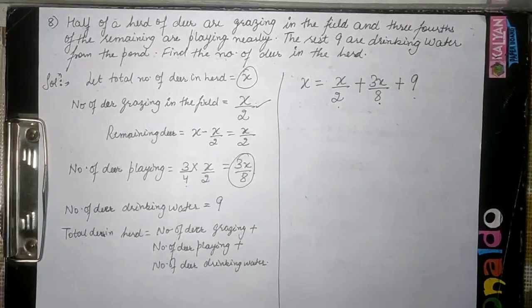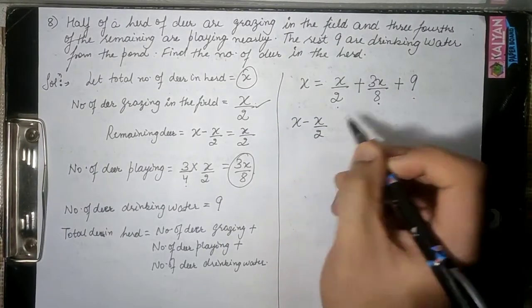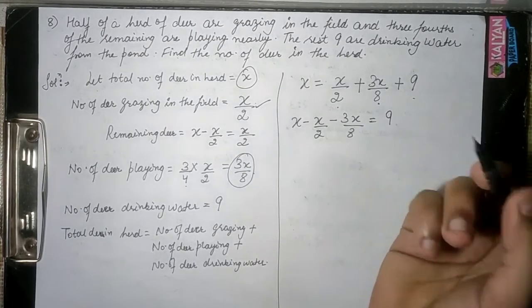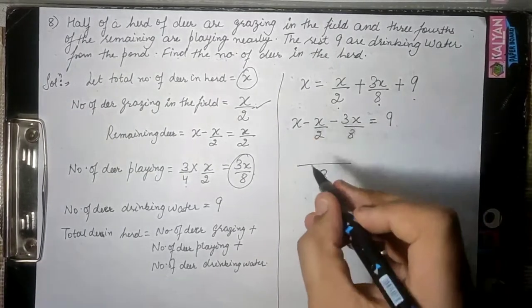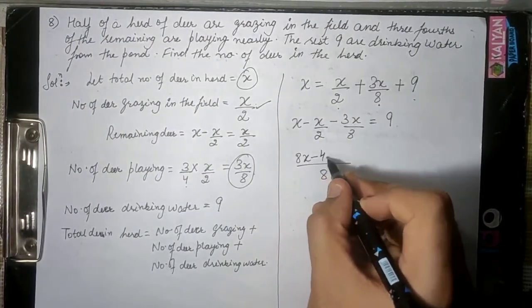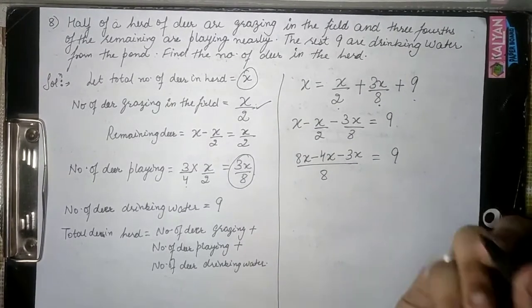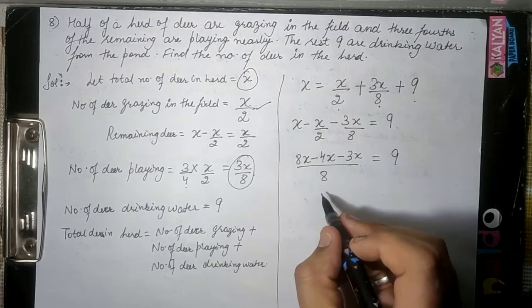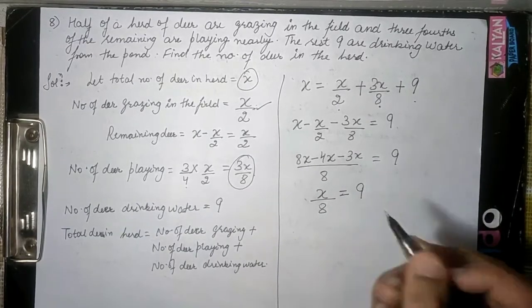So now we will take the variable terms on the left hand side. So this will become x minus x by 2 minus 3x by 8 is equal to 9. We will take LCM here, 8. So this will be equal to 8x minus 4x minus 3x is equal to 9. On simplifying, 8x minus 4x is 4x, 4x minus 3x is x. So x by 8 is 9.